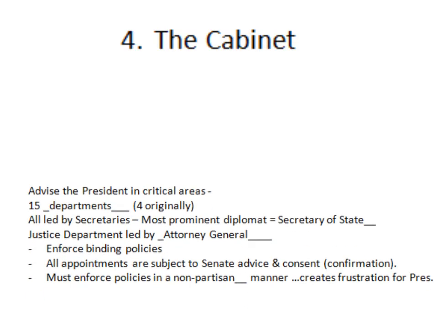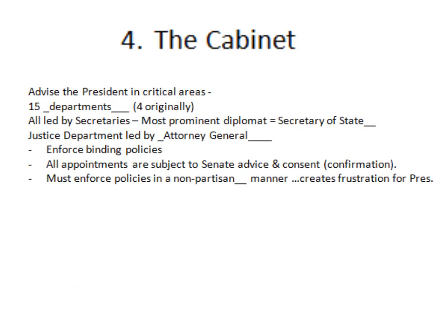A key institution in helping the President enforce policies is his Cabinet. The Cabinet is responsible for advising the President in all critical areas, and today there are 15 Cabinet departments. Originally there were only 4. Every Cabinet department is led by someone with the title of Secretary, except of course for the Justice Department, which is led by the Attorney General.